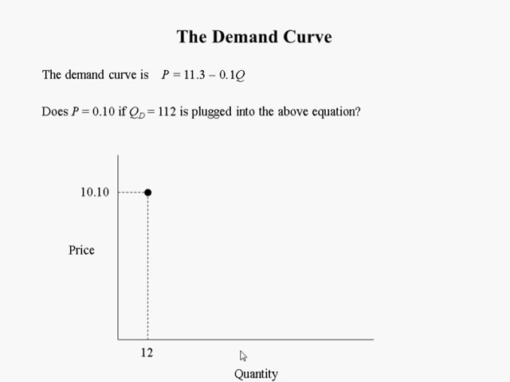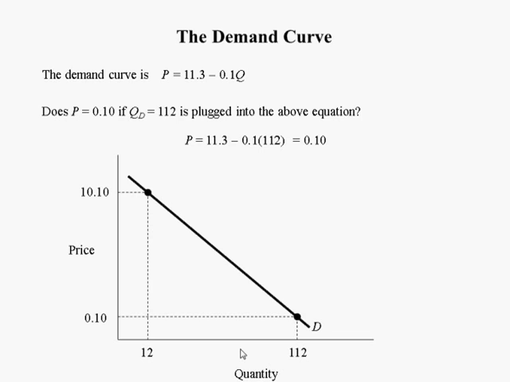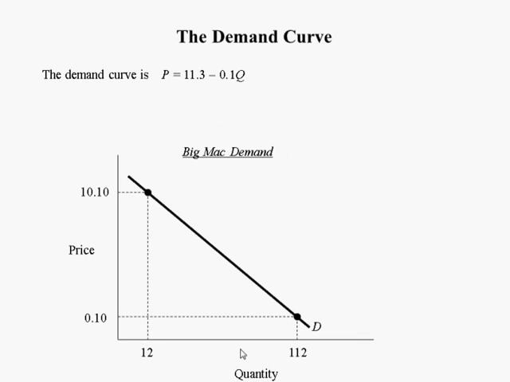We ask another question. Does the price equal 10 cents if 112 is plugged into the above equation? And sure enough, 0.1 times 112 is 11.2. 11.2 subtracted from 11.3 is 10 cents. So we did the math correct. We connect the dots with the demand curve. We label the y-axis price, we label the x-axis quantity, and we label the demand curve D.